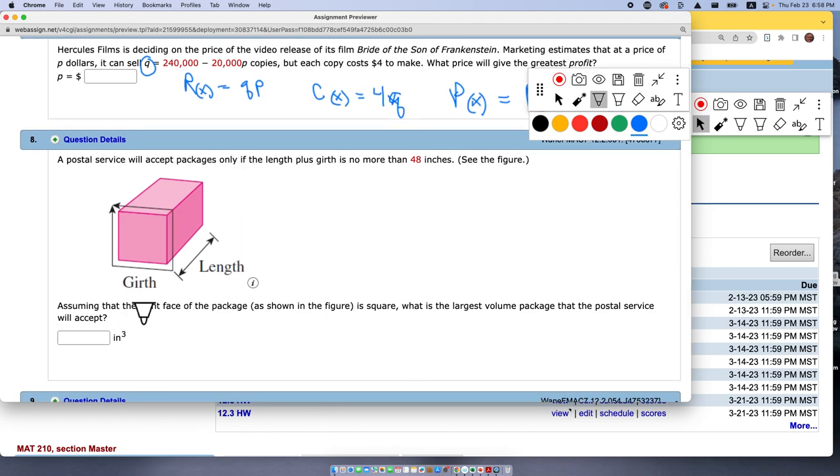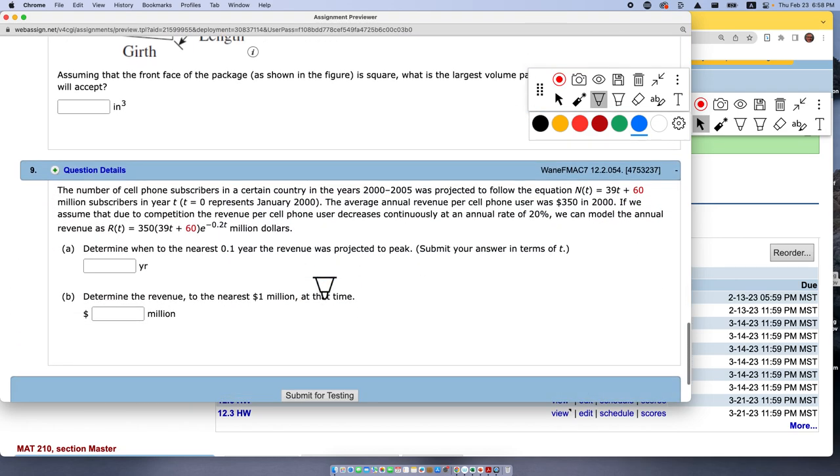Cube, length times width times height. And here they give you a function, so it's pretty well set up. Determine the revenue. They give you your revenue.